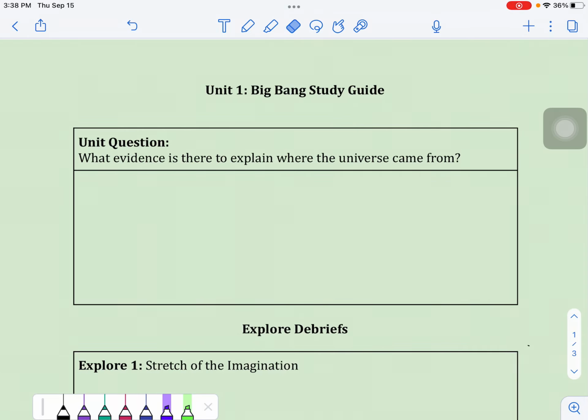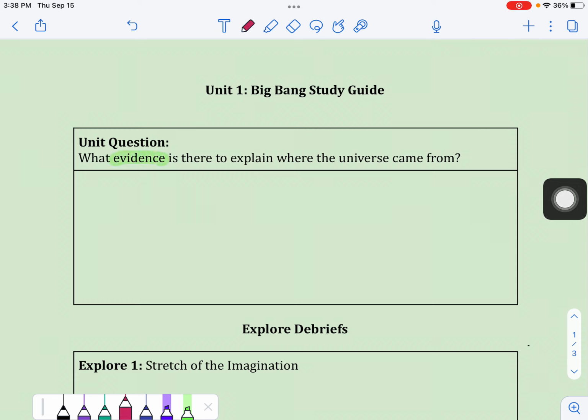So here we are thinking through our first explore activity of our Big Bang unit using our Big Bang study guide. If you don't yet have this green sheet, make sure you find it on Schoology, Big Bang study guide. This is really what we're going to use to put together all of our big ideas from our different activities in class. So it starts out with our unit question here. What evidence is there to explain where the universe came from?